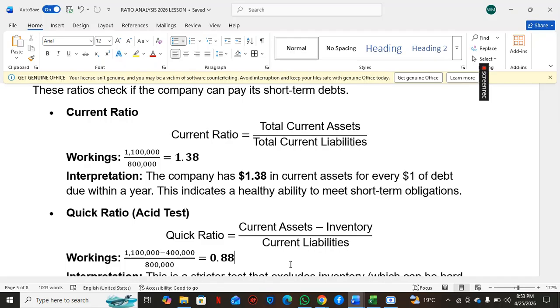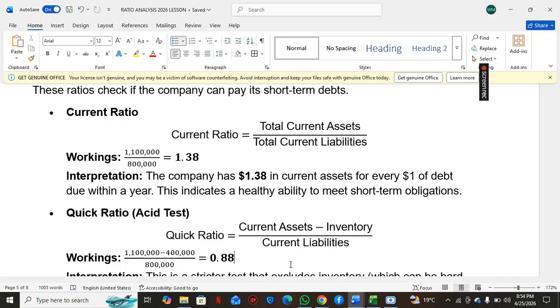So this quick ratio, if it's greater than one, is a very good position because it means your company can cover all its short-term debt with its other assets apart from the inventory. It doesn't need to sell inventory to cover that debt. But you will see for some companies, this quick ratio is usually going to be less than one, which is understandable.